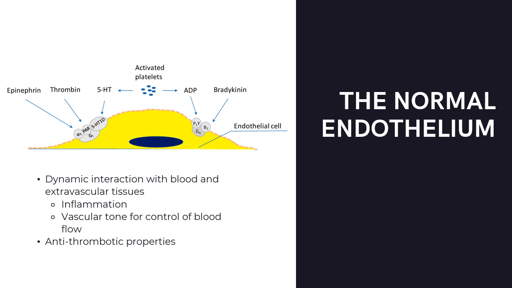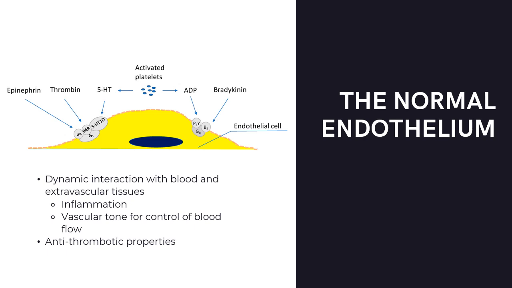Next, let's discuss the normal endothelium. The endothelium is the layer of blood vessel that is innermost and comes in contact with the blood. Remember that the blood vessel, aside from the endothelium, has the tunica media, the middle layer, and the tunica adventitia, or the outermost layer. So the innermost layer, the tunica intima, has as its functional unit the endothelium. The endothelium has dynamic interaction with blood and extravascular tissues.